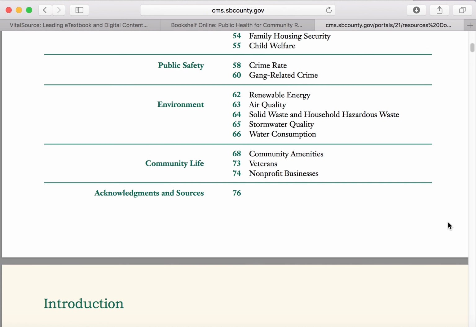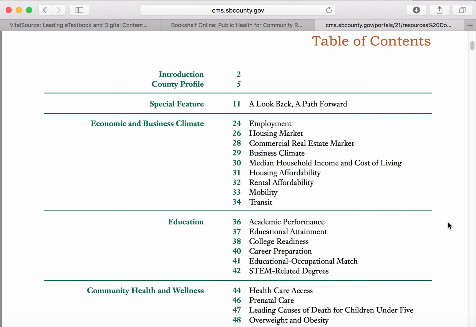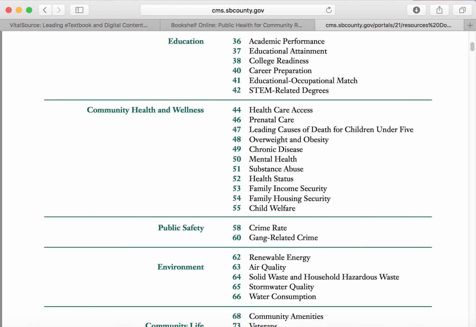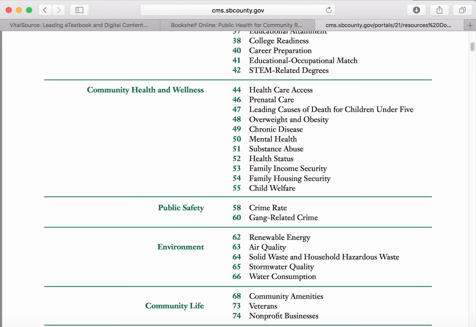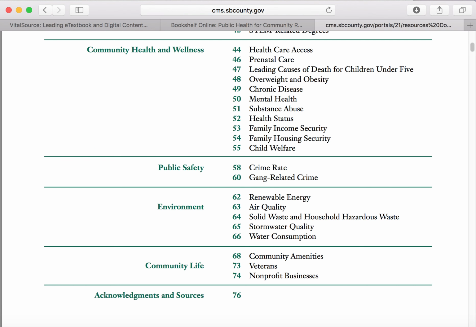And if we were to go down here to the table of contents, you can see the kinds of things that they look at. They look at employment, the business climate, transit, educational areas, community health and wellness, public safety such as crime and gangs, environment, where we're looking at both energy and the environment, how polluted or how clean it is, and then even community life. So these are the kinds of things, the who, that we're looking at in this particular report, because we already know the where and the when.